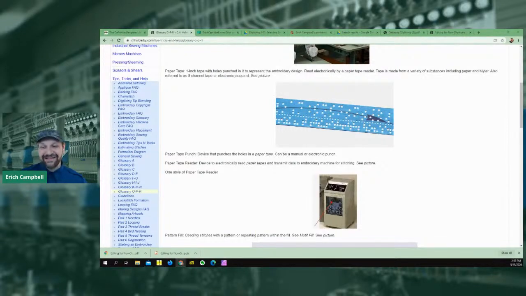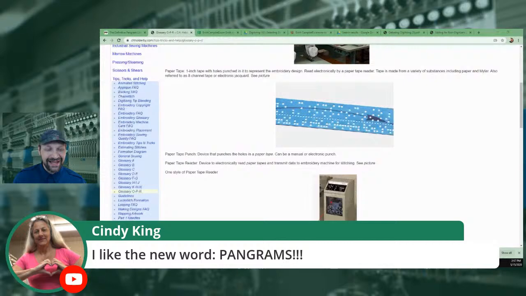So this, and actually I'm going to go ahead and give you a couple of comments while we're here real quick. Cindy says, I like the new word pangrams. Yeah, pangrams are cool. Like I said, it's not all that useful all the time.